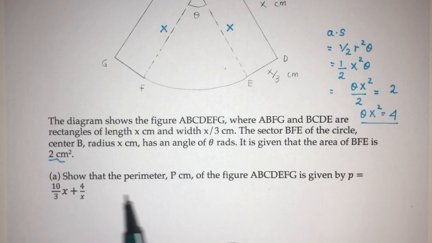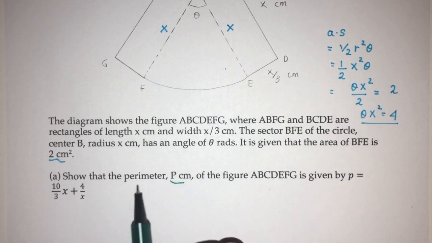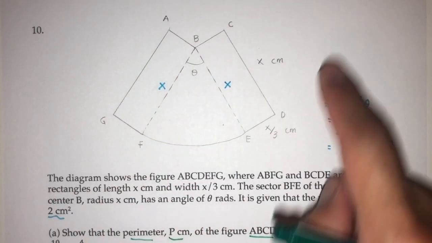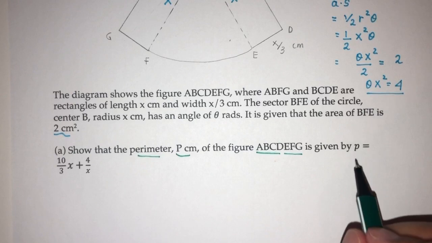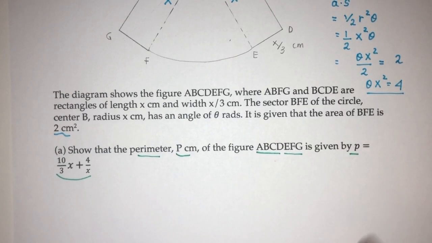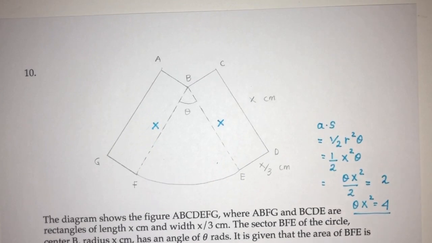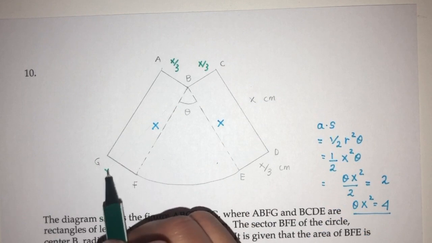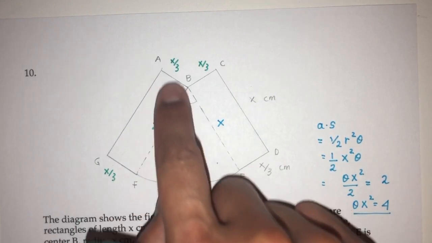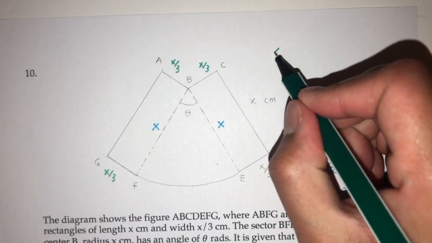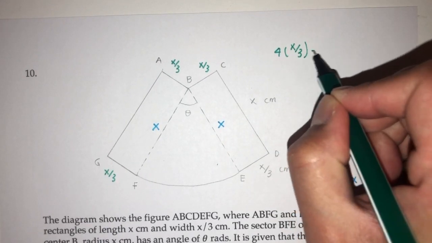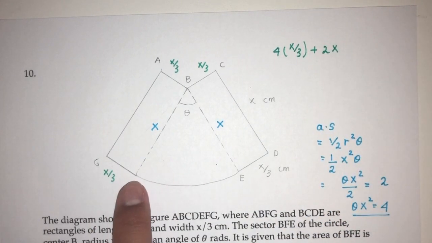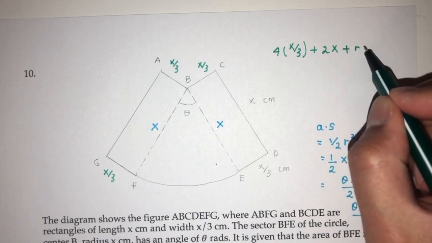Now for part 1, we have to show that the value of P, which is the perimeter of the figure A, B, C, D, E, F, G, is given by P, this one. So let's see how we can show this. We have to add all the sides one by one. So this is x over 3, x over 3, x over 3, and x over 3. So we have 4 of these, 1, 2, 3, 4. So the first thing is 4x over 3. Now plus we have this and this. That will be 2x. And we have this part here, which is r times theta, which is the length of the arc.